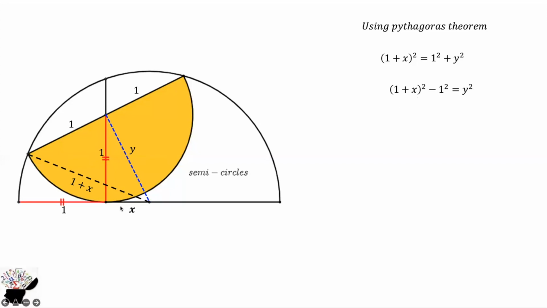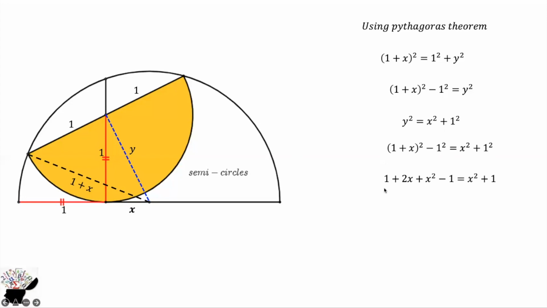Now let's consider this smaller triangle. This is 90 degrees. So this is the hypotenuse. So we are going to get y squared is equal to 1 squared plus x squared. But we already know that y squared is the same as this side. So we equate both equations. So we are going to get (1 plus x) squared minus 1 squared is equal to x squared plus 1 squared.